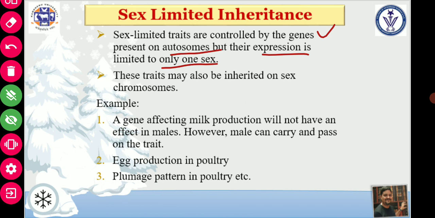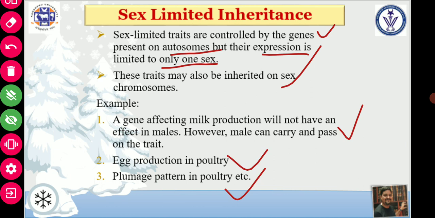This trait may also be inherited on sex chromosome, I already told. Now what are the examples? You can easily tell that a gene affecting milk production will not have an effect in male. However, male can carry and pass on the trait. So although the gene will be present in the male, it is not that genes will be absent in the male. But female will only produce milk if they have that particular gene. So this is sex limited inheritance. Egg production in poultry, in female only there will be egg production, not in male. Then plumage pattern in the poultry.